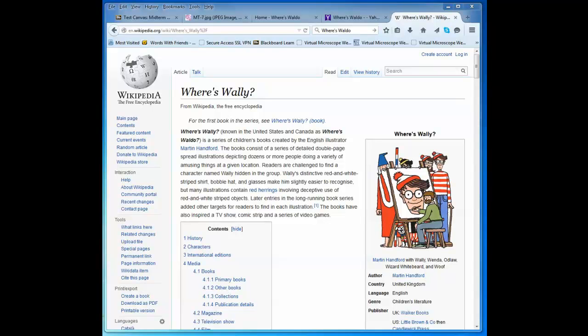Before I begin, I want to bring to your attention a children's book that in the United States and Canada is known as Where's Waldo? And in England, it's known as Where's Wally? It's a series of detailed double-page spread illustrations depicting dozens or more people doing a variety of amusing things at given locations. And the readers are challenged to find Wally hidden in the group.